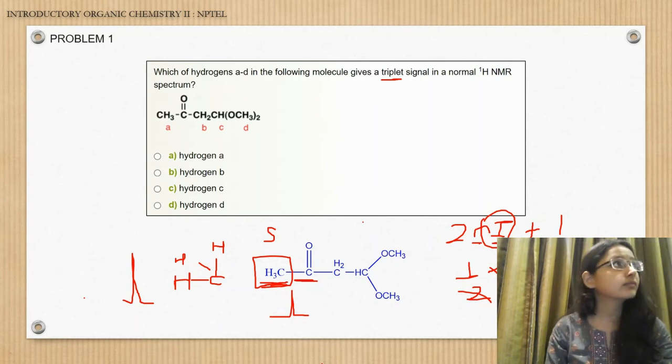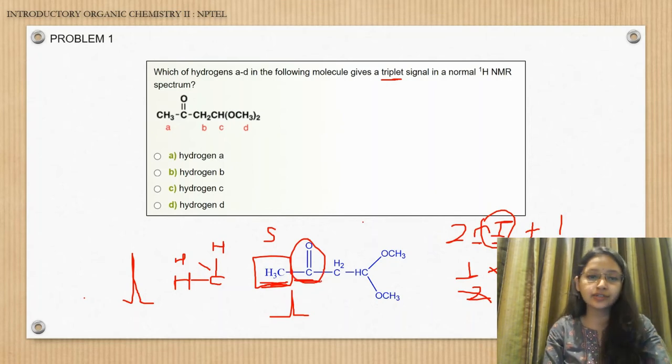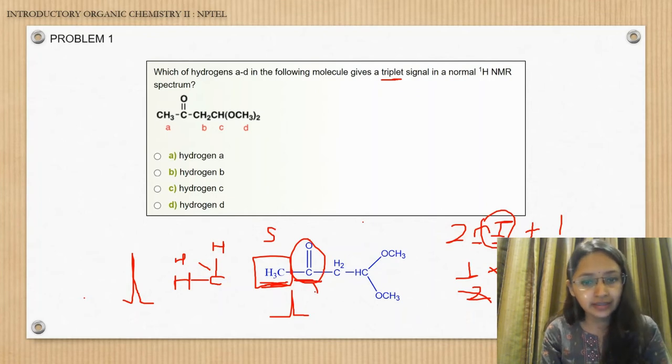Yes, ma'am. Okay. So see, this is the methyl group that is giving you a singlet. Now coming to this carbonyl, there is no hydrogen attached to this carbonyl, right? So these are not going to give you any signal in this 1H NMR.